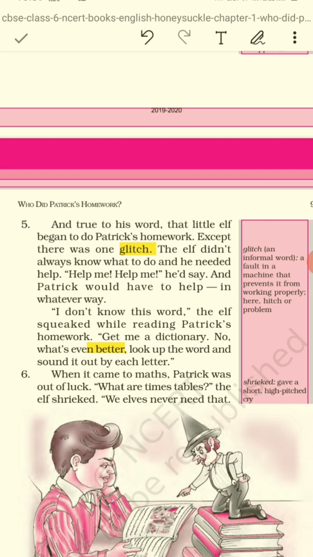Okay, let's continue. See, he shrieked. We came across a new word on para 6 called shrieked. Okay, the meaning of this word is a short high pitched cry. Okay, now let's read the next para 6.